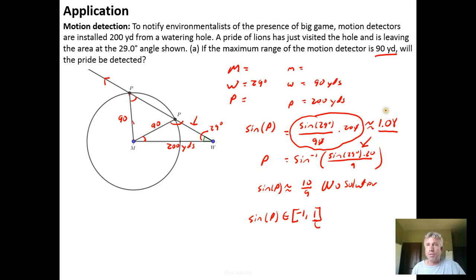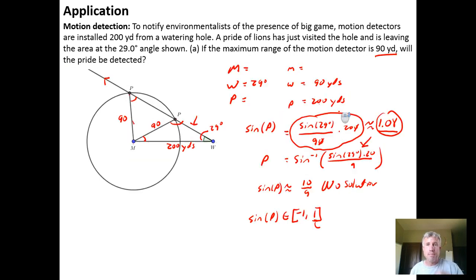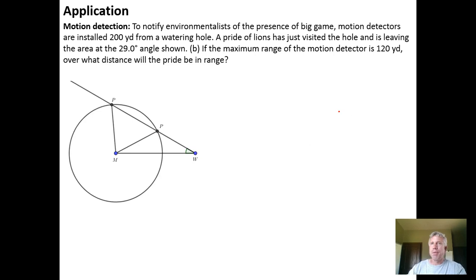If you get a number here that is outside the range of the sine function, then you know you were trying to solve a triangle that didn't exist, because there was no intersection between the motion detector radius and the path at which the lions had exited. So part B, the purpose of part B, is to actually give us one that has a solution. So it says if the maximum range of the motion detector is 120 yards.